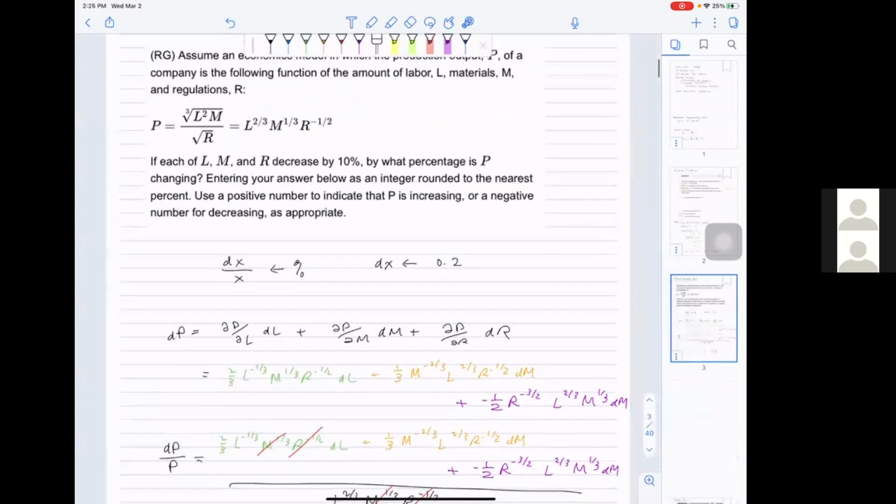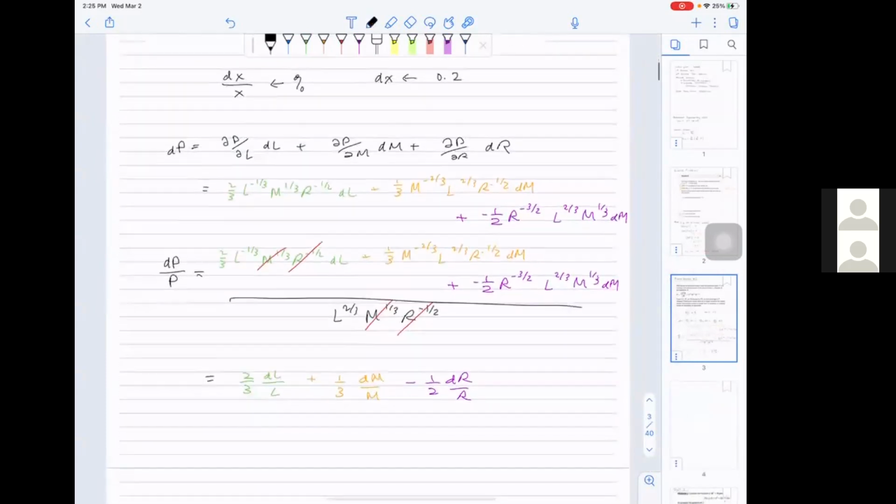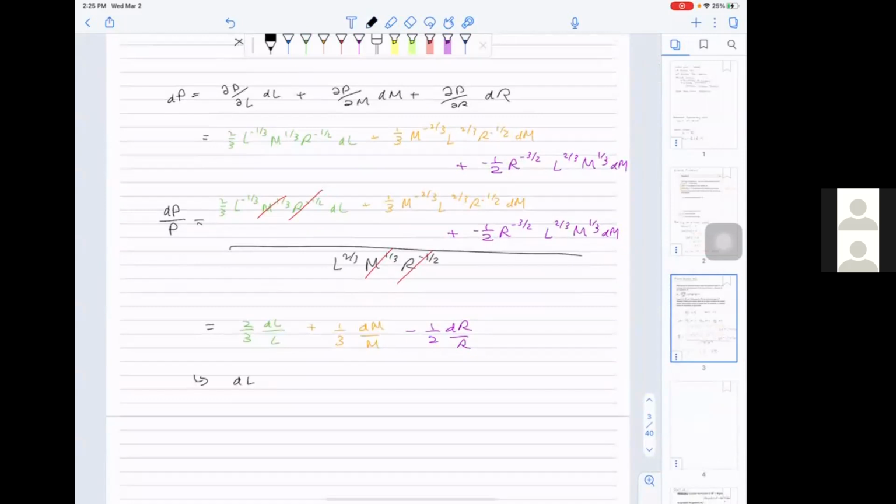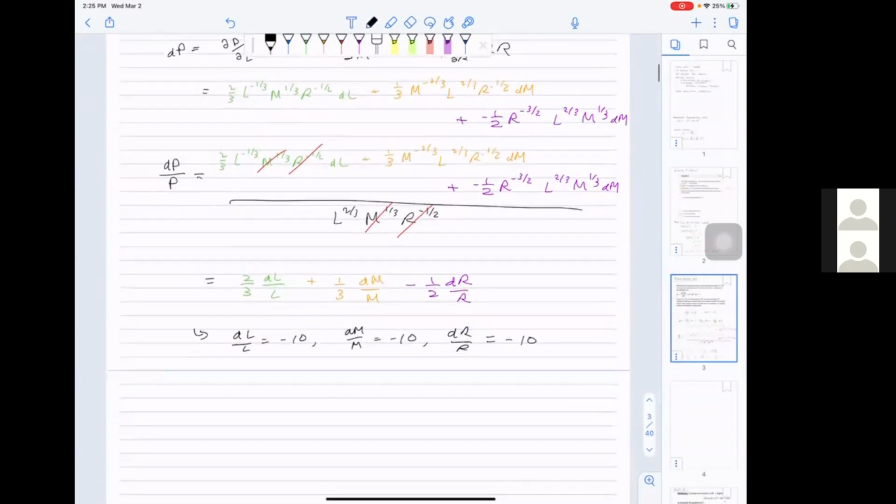And we're given that each of L, m, and r decrease by 10%. So we're given that dL/L equals -10, dm/m equals -10, dr/r also equals -10. When you plug those into our expression, you get 2/3 times -10 plus 1/3 times -10 minus half times -10, and you get -5.